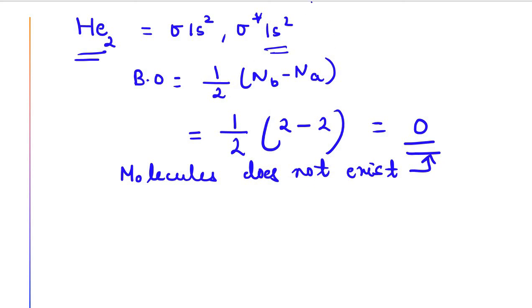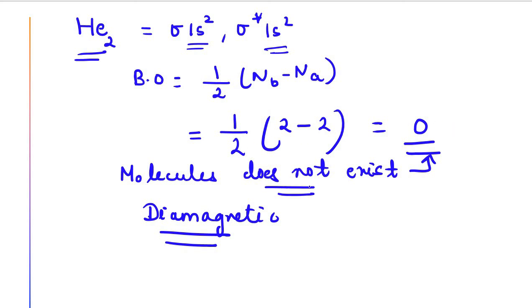But if we are asked about the magnetic property, you can see that both the electrons are completely filled. So we can say that there is no unpaired electron, and thus it is diamagnetic in nature. So the helium molecule is diamagnetic in nature if asked about the magnetic property. But since the bond order is 0, we can say that the molecule does not exist.